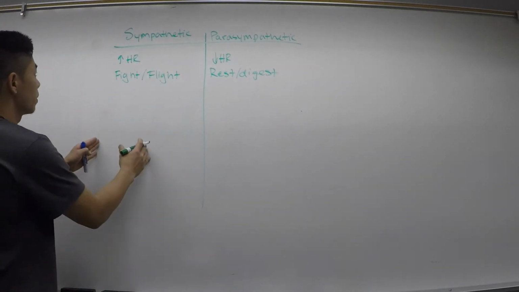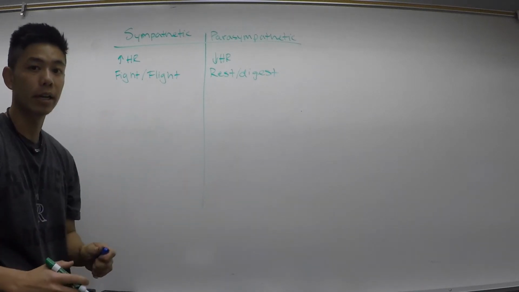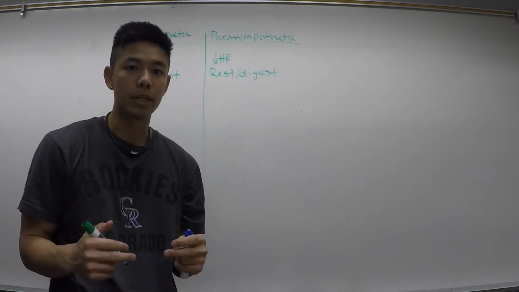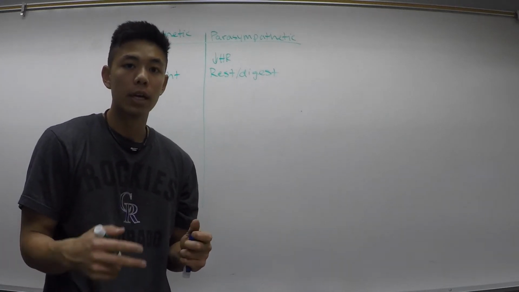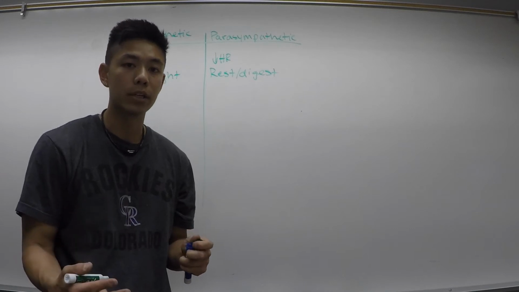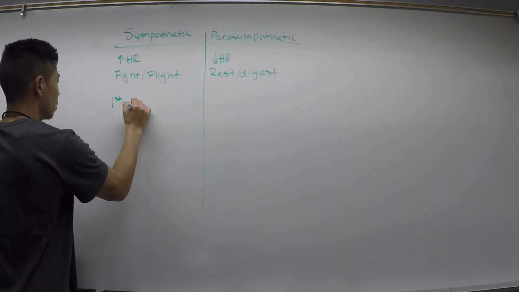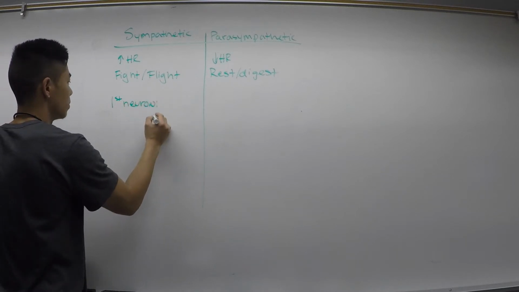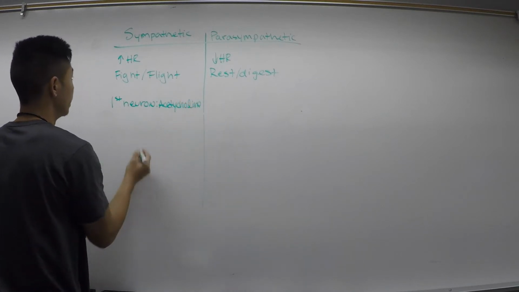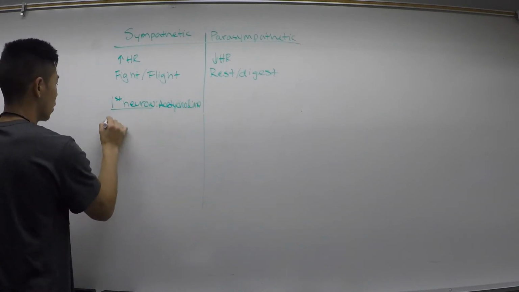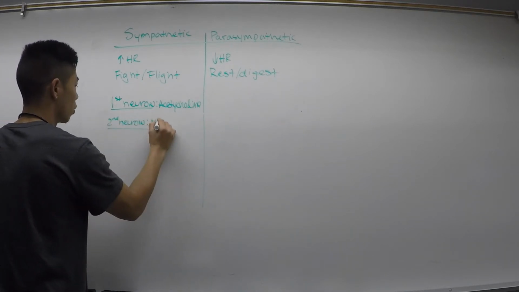And so for our parasympathetic nervous system, as well as our sympathetic, it's going to be a two-neuron system. And so what that means is that there's going to be two neurons that work together to deliver their information and their signal to the heart. And so our first neuron is going to release a neurotransmitter known as acetylcholine. And this is for the sympathetic. Our second neuron is going to release norepinephrine.